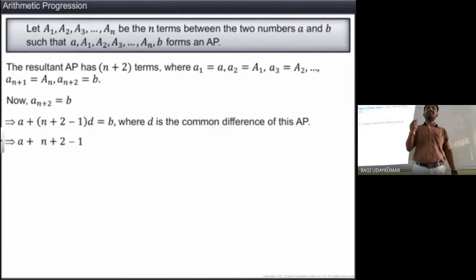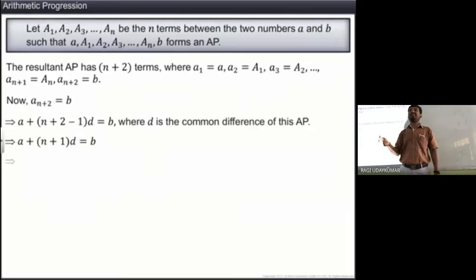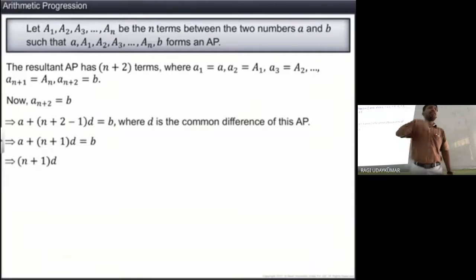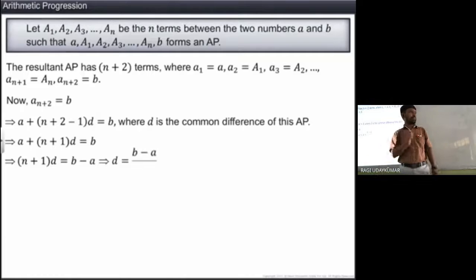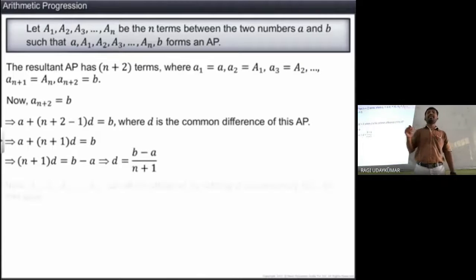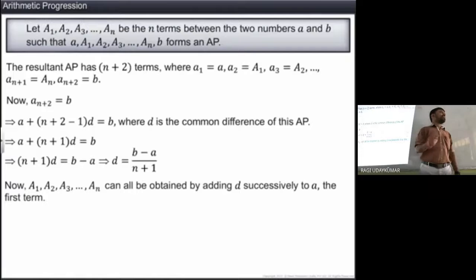From this, if you are simplifying, n plus 2 minus 1 becomes n plus 1, into d is equal to b. अब a को राइट साइड लेके जाओ तो b minus a हो जाएगा, and n plus 1 को राइट साइड लेके जाओ, it is divided. So d equal to b minus a by n plus 1. That means the common difference we are going to get is b minus a by n plus 1. Did you understand here? So b minus a by n plus 1.